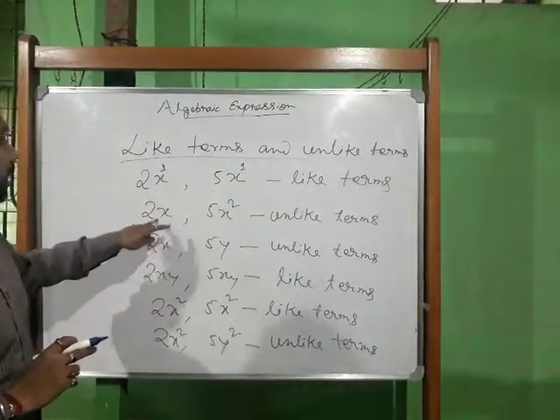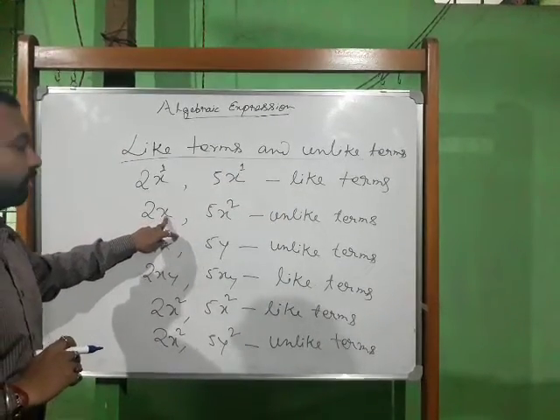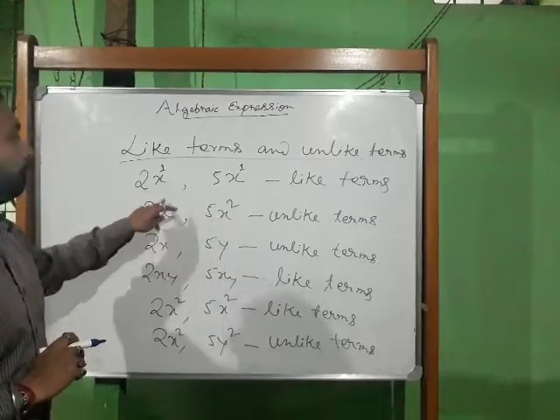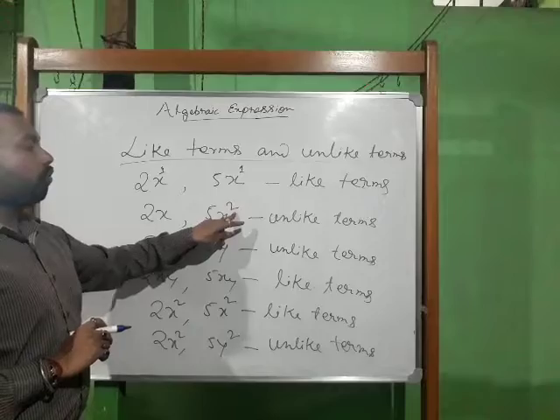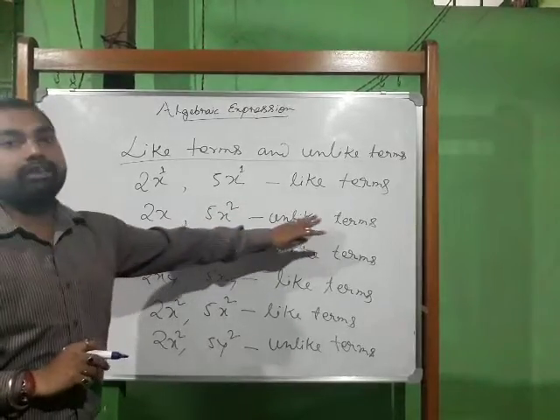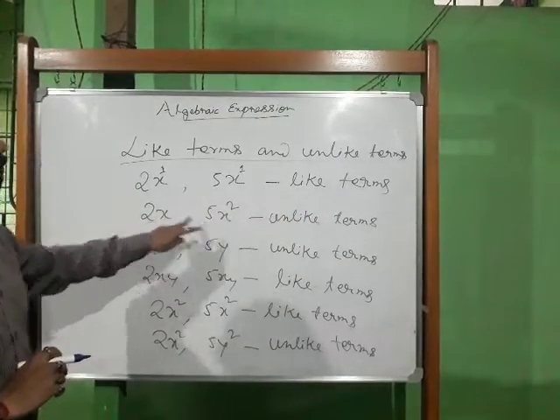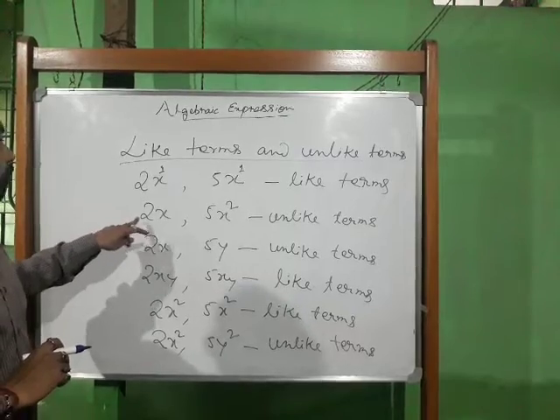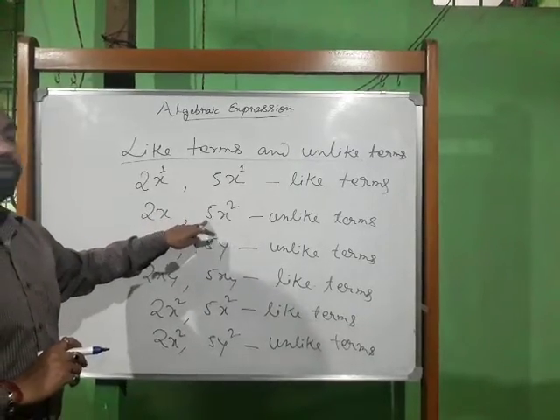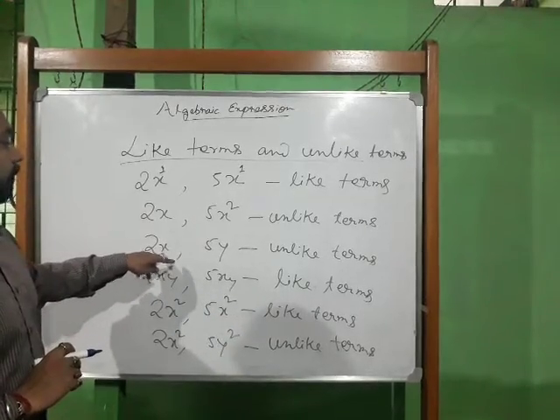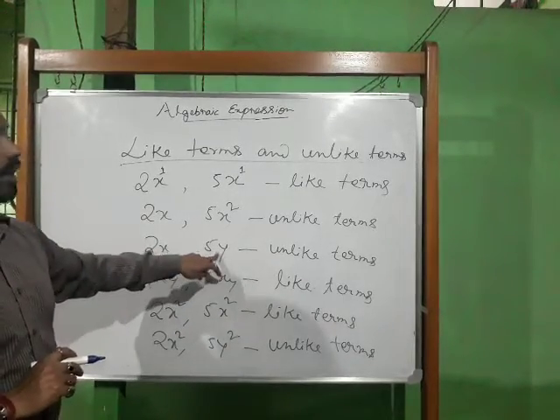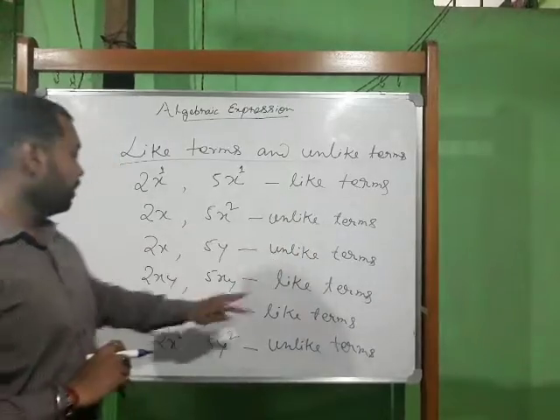Next example you see, here variable is x, here also x, but the powers are not same. Here it is 1, here it is 2. So that's why this is unlike terms. Don't go for coefficient. Here coefficient is 2 and it is 5. We will not bother for coefficient. Again the next one you see, the variable changes. Here it is x and it is y. So these are unlike terms.